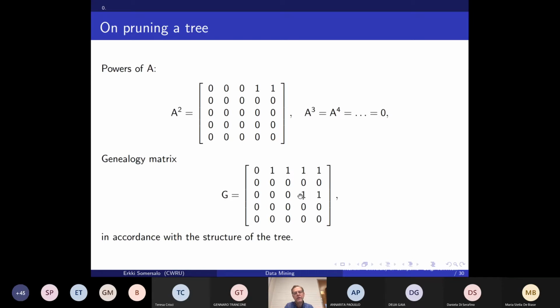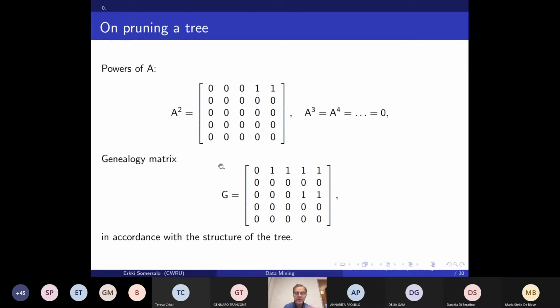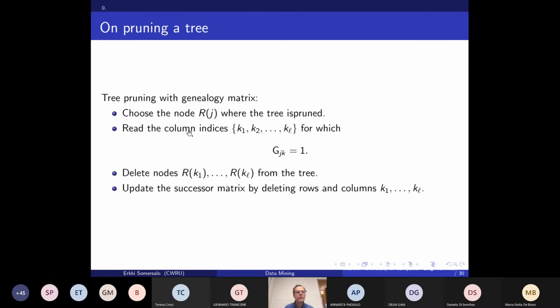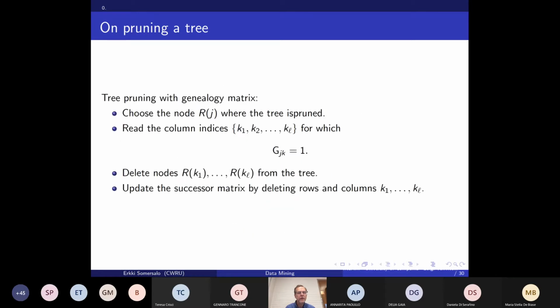So the genealogy matrix tells you exactly that if you are going to prune this tree, let's say from R3, it tells you exactly which nodes you are going to lose. You're going to lose 4 and 5 because that's where you have the ones here. And so this genealogy matrix is something that really helps you to do the pruning. So the tree pruning is best done like this: when you have the tree, set up the A matrix, the successor matrix, and then calculate the powers of the successor matrix. When you start to get zeros, you know that you have to stop, and then you sum all those powers to get the genealogy matrix.